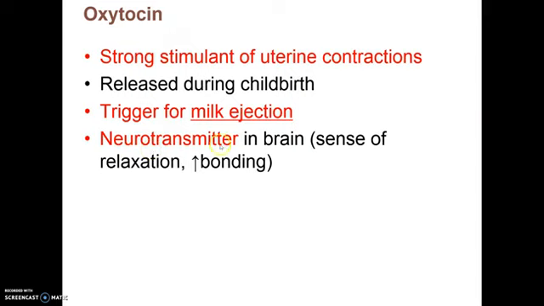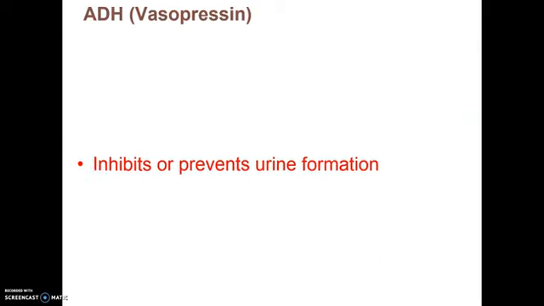Oxytocin also works as a neurotransmitter because it increases the feeling of relaxation and the feeling of bonding, and it is the hormone which is also released when we hug a loved one.